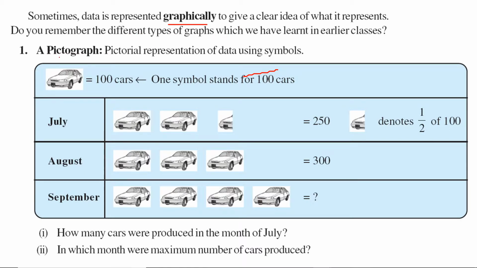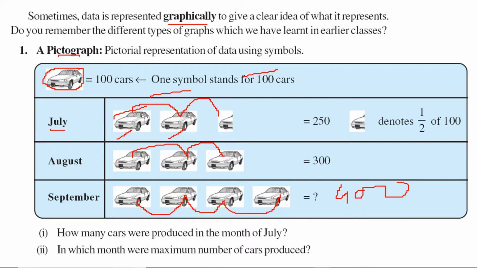This is a pictograph. A pictograph represents the data using symbols. For example, if one image represents 100 cars, in July we have 1, 2 and a half. That is 100, 100, 50, so 250 cars were there. In August, 100, 100, 100, that is 300, and here 100, 100, 100, 100, that is 400.